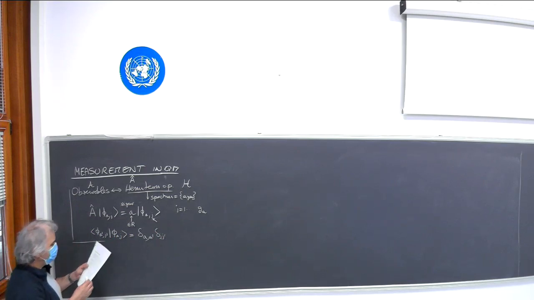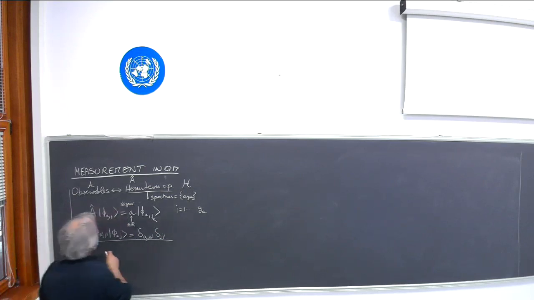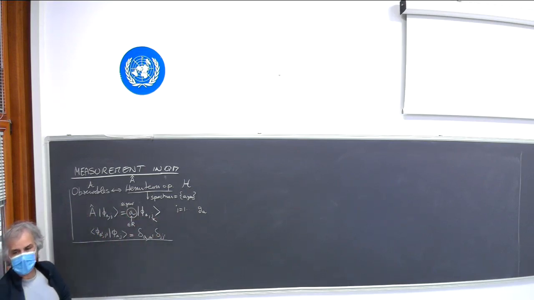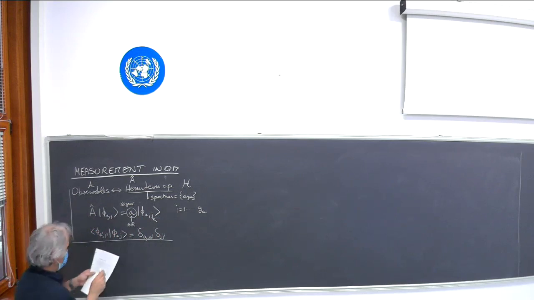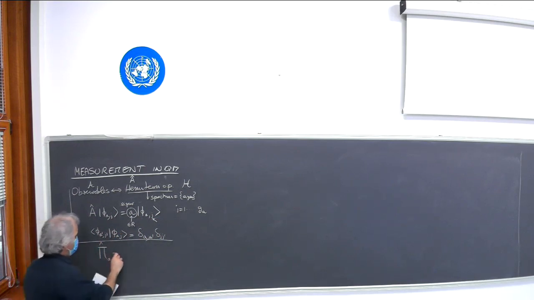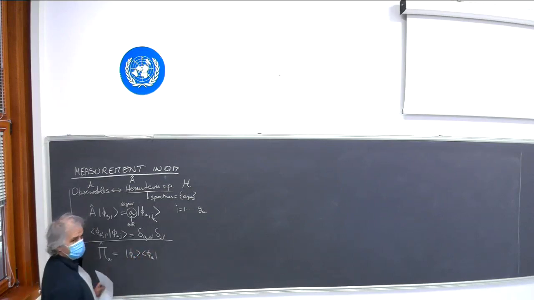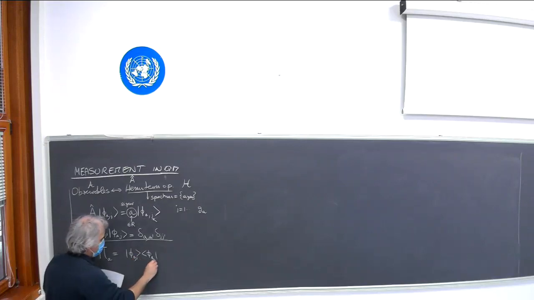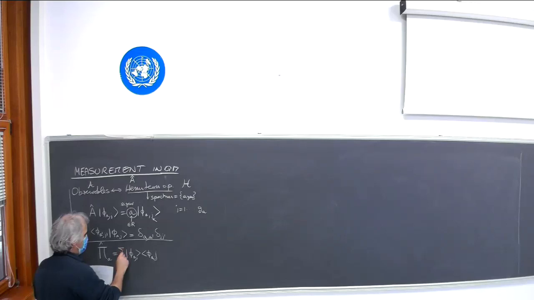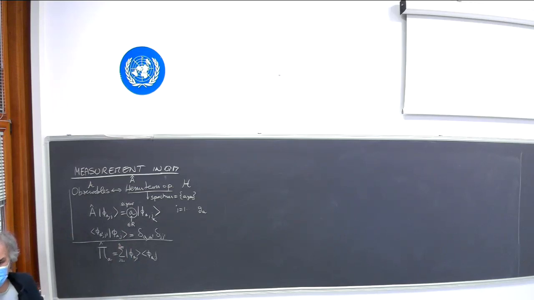Now, how do I construct the subspace of states which have eigenvalue a? I do the following. I define the projector on the subspace with eigenvalue a to be essentially the ket phi a times the bra phi a. Now, if there was only one, this would be enough. But in general, I have an extra index j, right? And I have to sum over j from 1 to g. Is it clear that this is a projector on the subspace with eigenvalue a?